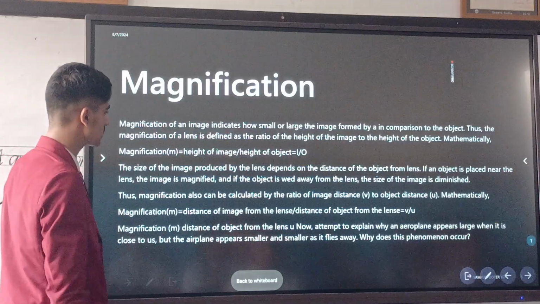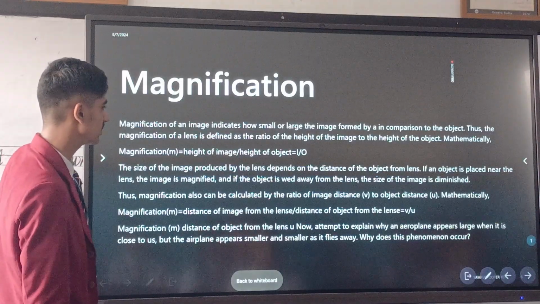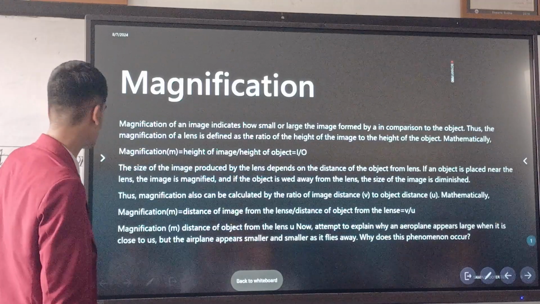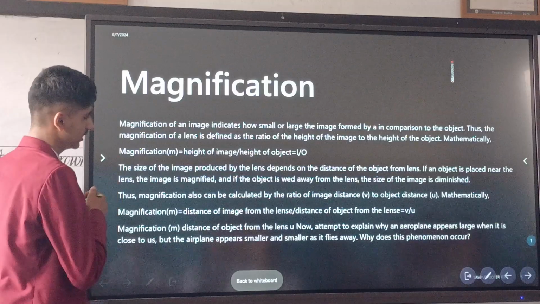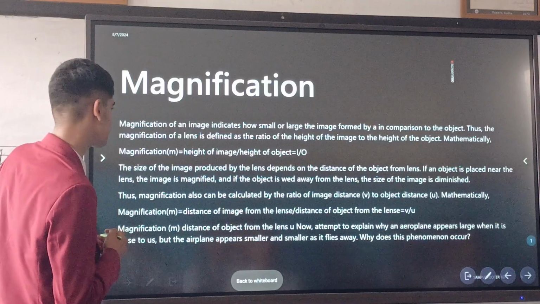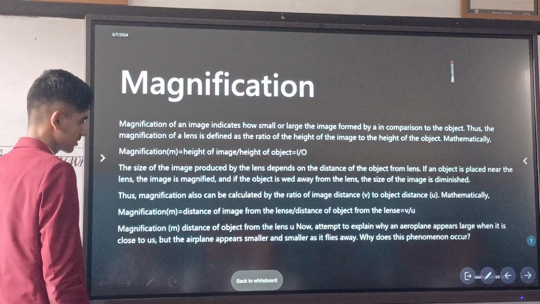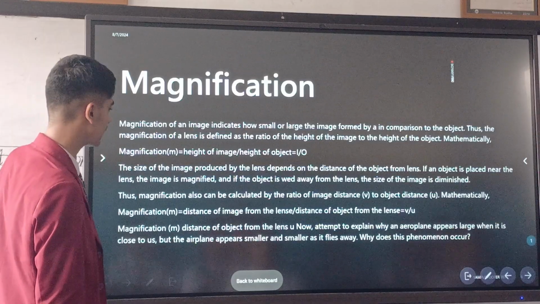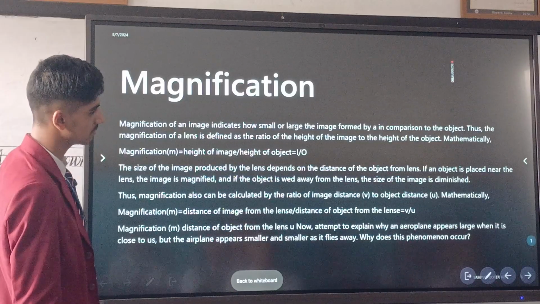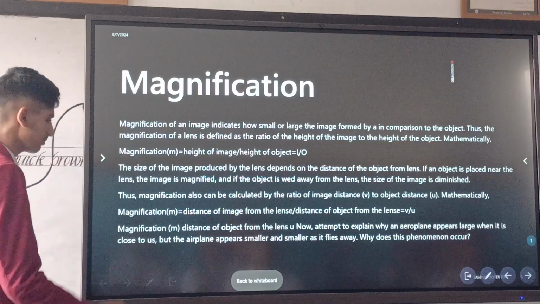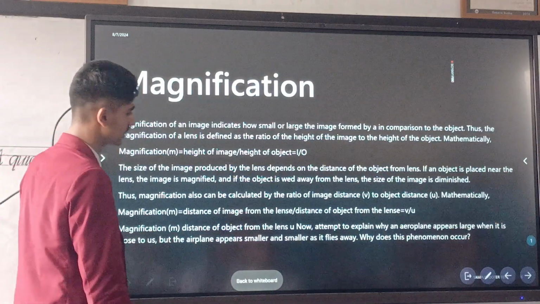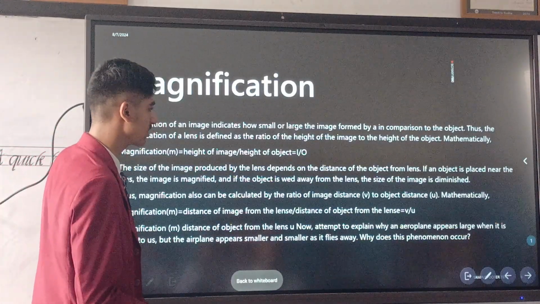The size of the image produced by the lens depends on the distance of the object from the lens. If an object is placed near the lens, the image is magnified. If the object is far away from the lens, the size of the image is diminished. Thus, magnification can also be calculated by the ratio of the image distance to object distance. Mathematically, there is another formula for it: distance of image from the lens by distance of object from the lens.